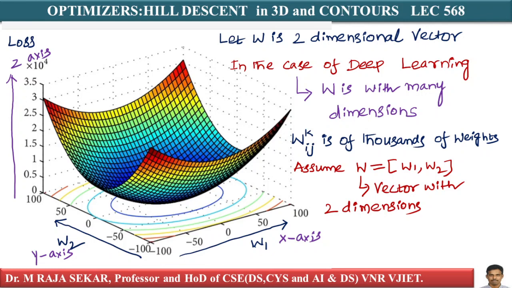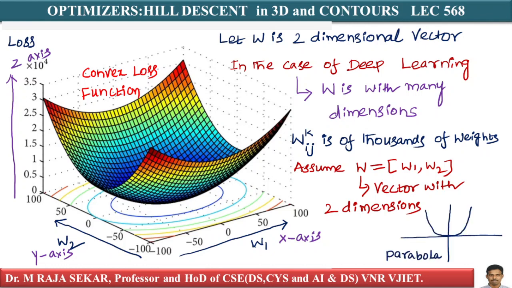Here I have my weight W1, I have my weight W2, and my z-axis here is my loss. What you see is convex, isn't it? This is a convex loss function. This is a generalization of the parabola that we discussed in our previous lectures. I can say this is a parabola, a generalization of parabola.